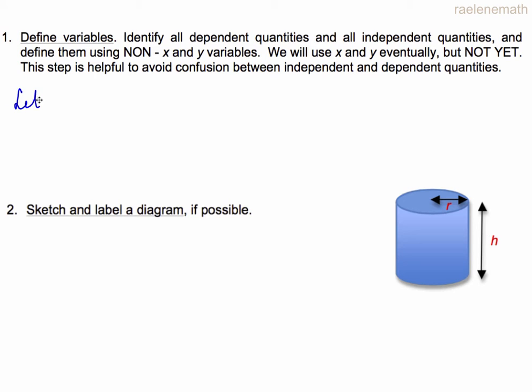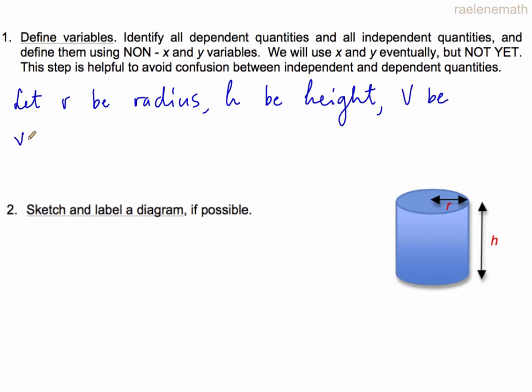So we're going to let r be the radius, h be the height, capital V for the output be the volume, and the volume depends on the radius and the height, so it's an output or a dependent quantity. And lastly, we are going to let area or surface area be called SA or A. And so from here we have all of our variables.